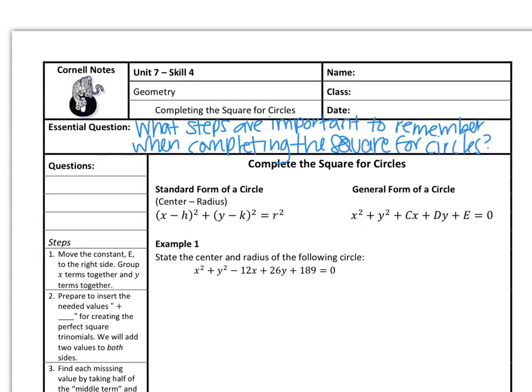We're looking at Unit 7, Skill 4, completing the square for circles. So we've been talking about circles the last couple of skills. We're going to stick with them for another skill right here. This is very different than what you've been doing, so please make sure you pay attention very closely.